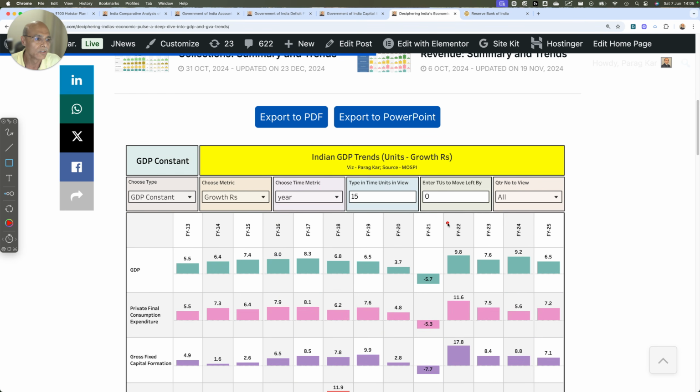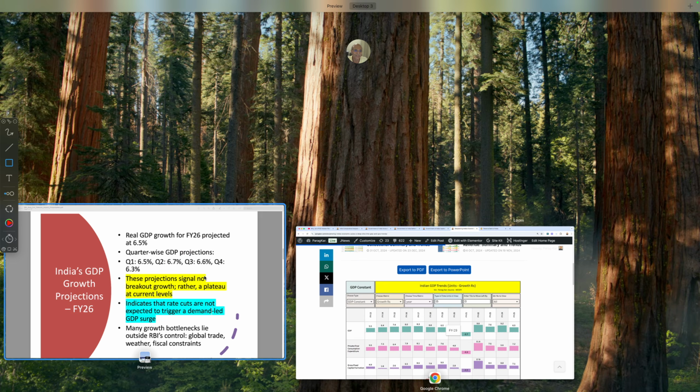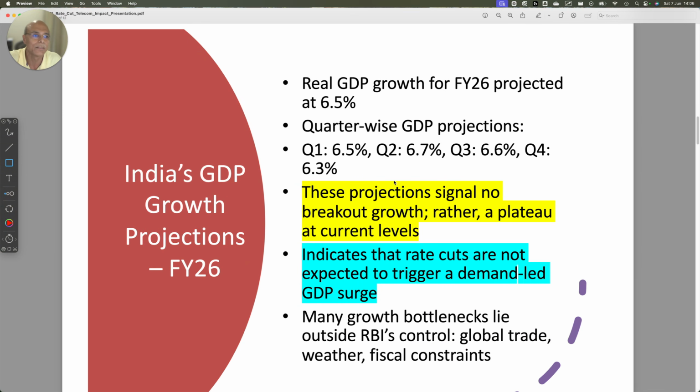That will give us, you'll see that FY22 it was 9.8, FY23 it was 7.6, then 9.2, then 6.5. Then we have another 6.5. So we are not able to drive growth. So this rate cut is to prevent this GDP growth going down further. That's what I think is believed. So it is not basically giving a fillip to GDP growth, right?